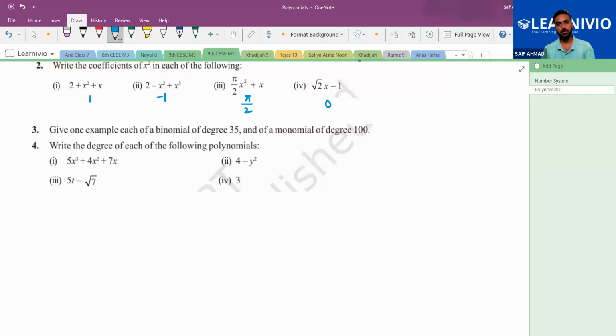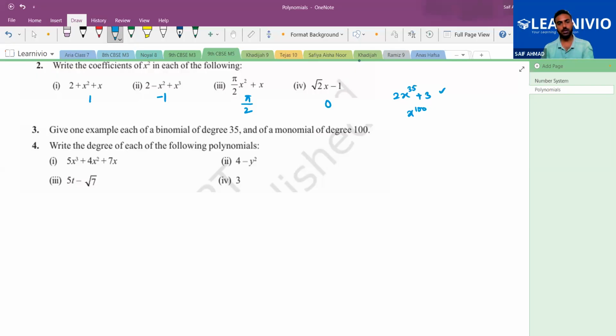Tell me, Suleiman, what is the binomial of degree 35? Sir, the answer is 2x power 35 plus 3. Okay, right. And a monomial, Muhammad Ali? Z raised to 100.